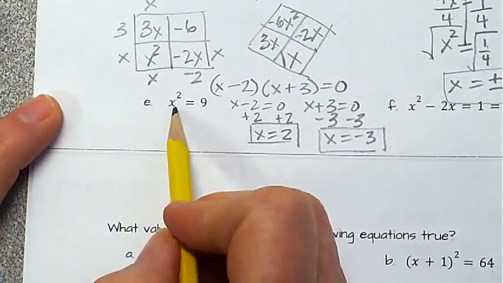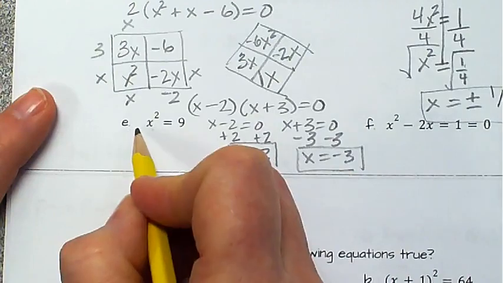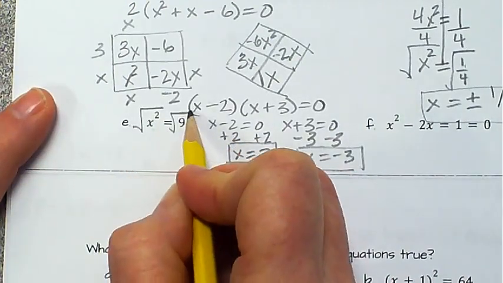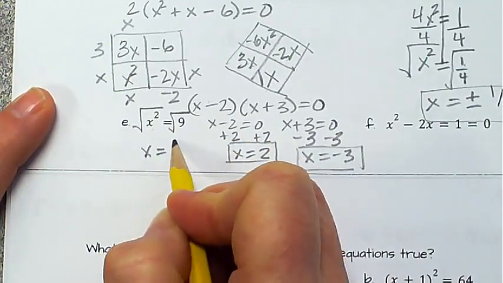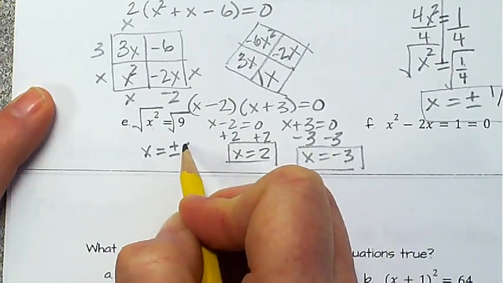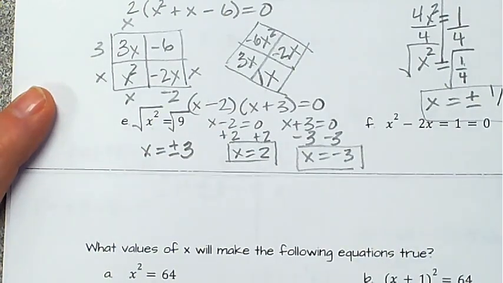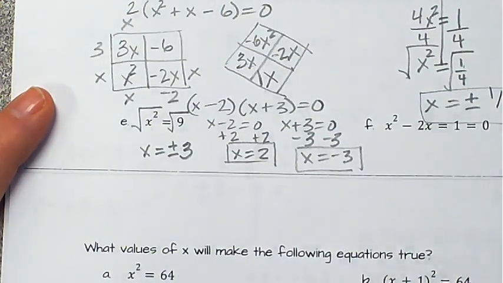Okay, x squared equals 9. I'm going to take the square root of both sides. So x equals plus or minus 3. 3 times 3 is 9. Negative 3 times negative 3 is also 9.